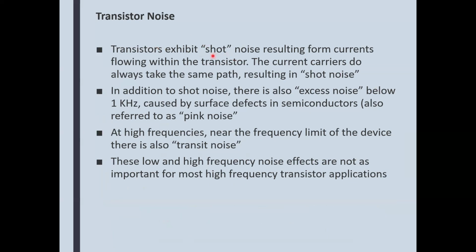Transistors exhibit shot noise resulting from the current flowing within the resistor. That's the shot noise. The current carriers do not always take the same path, resulting in the shot noise. It's called shot noise. In addition to shot noise, there's also excess noise below 1 kilohertz caused by the surface defects in semiconductors. Also, that is referred to as pink noise.